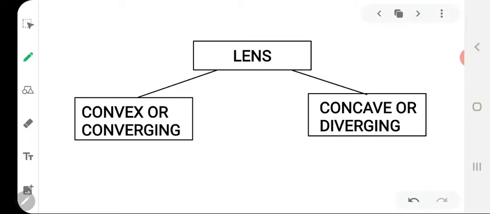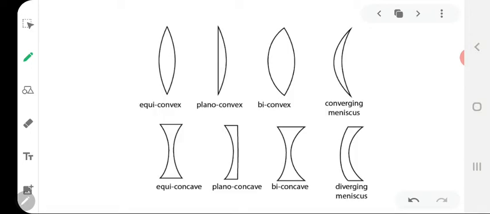Lenses are of two types: convex or converging lens, concave or diverging lens. Now let me show you the pictures of different types of convex and concave lenses. As you can see in the picture, a convex lens is thick at the middle and thin at the edges. A convex lens may be a biconvex or double convex lens, plano-convex lens, concavo-convex lens.